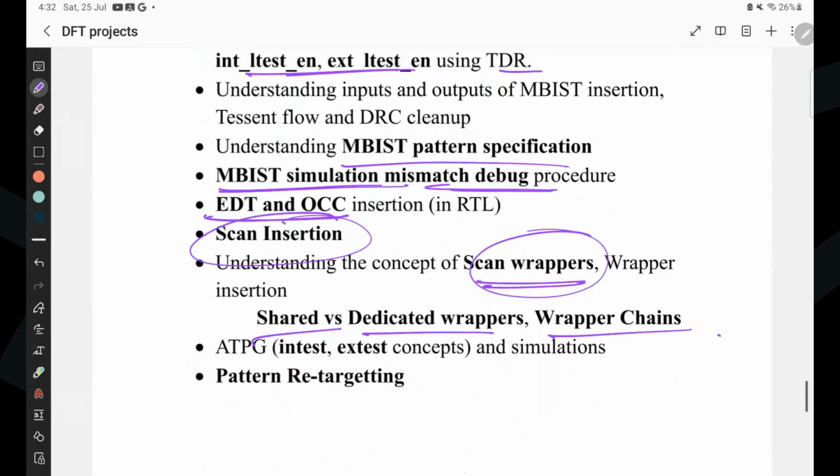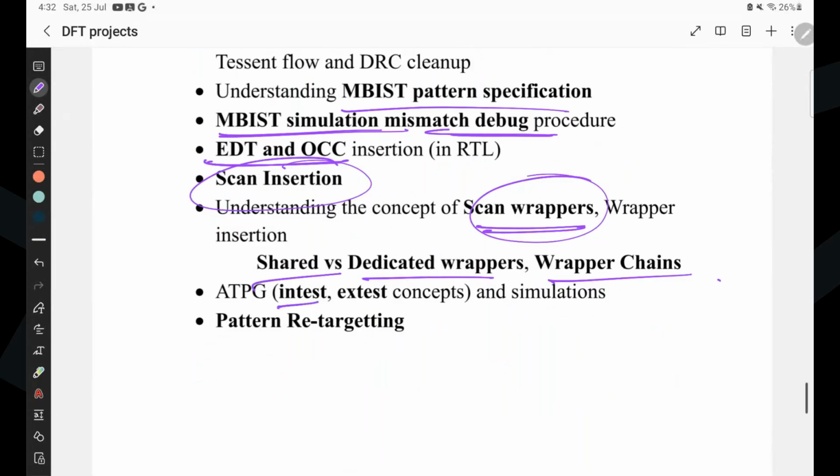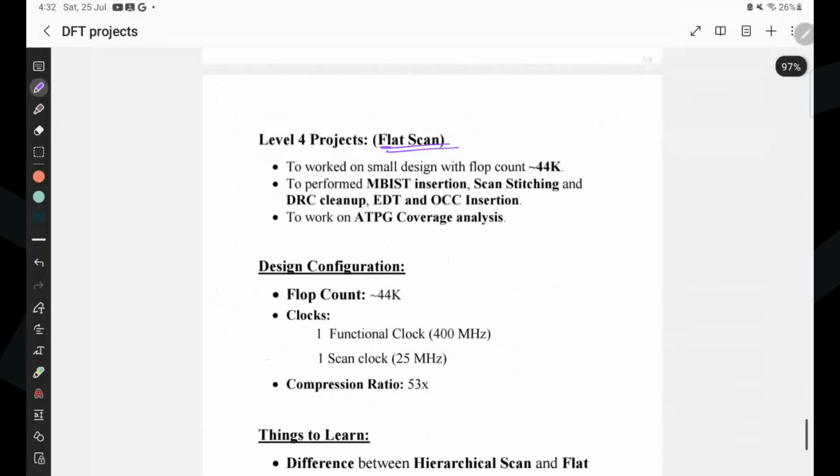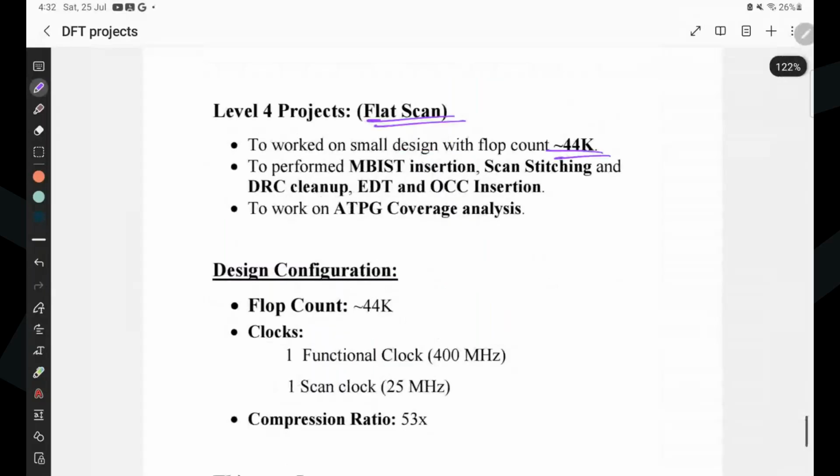Then we'll understand the INTEST and EXTEST concepts in ATPG. These are all specific to hierarchical scan: wrappers, INTEST and EXTEST concepts, and pattern retargeting. Practicals as well as the theoretical part we will be covering. And level 4 projects will be flat scan, with a flop count of 44K. We'll be doing MBIST, scan chain stitching, DRC cleanup, EDT, OCC insertion, and ATPG coverage analysis.